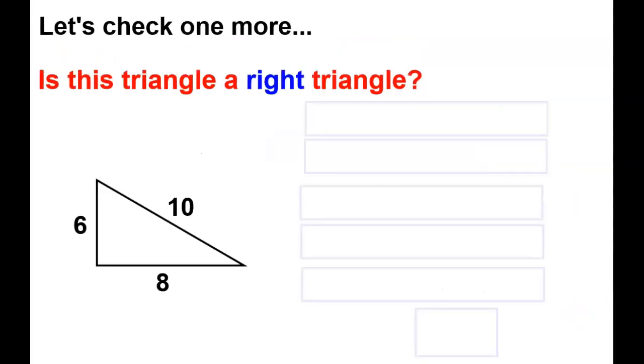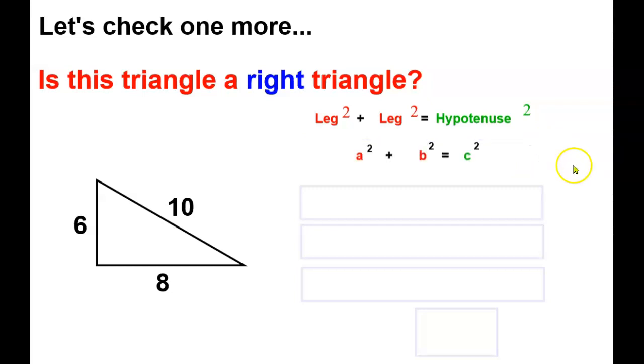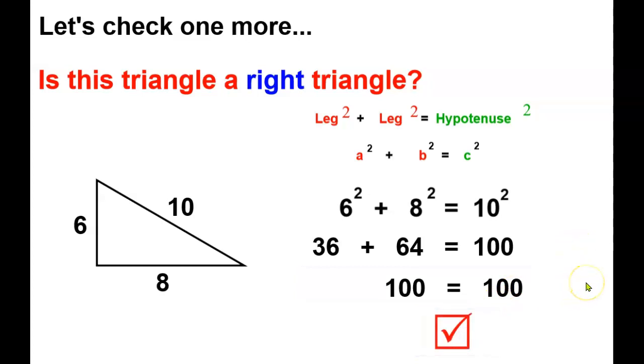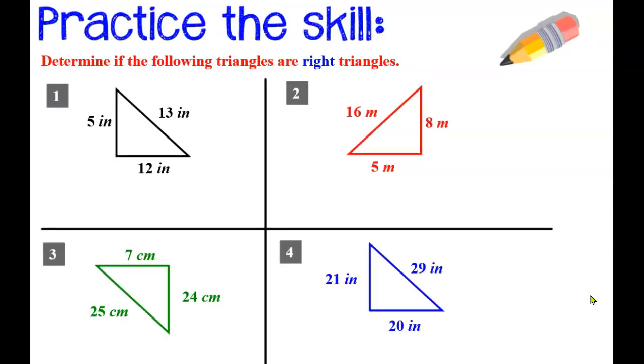Let's take a look at another example here. I have 6, 8, and 10. Don't forget, the formula is leg squared plus leg squared equals hypotenuse squared, also known as a squared plus b squared equals c squared. Put your hypotenuse in first, then put your legs in any order. Use your calculator to square, add the 2 together, and that's how you'll find your answer. Is it a yes or is it a no? This one's a yes.